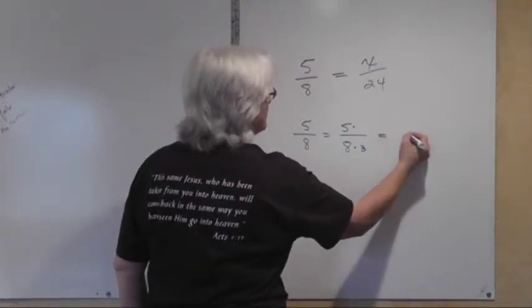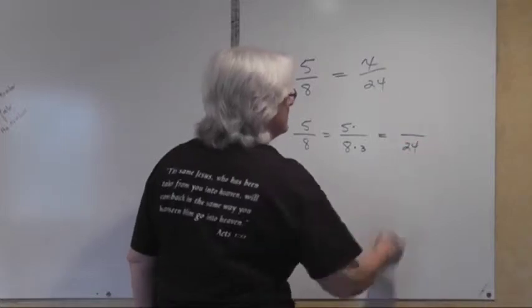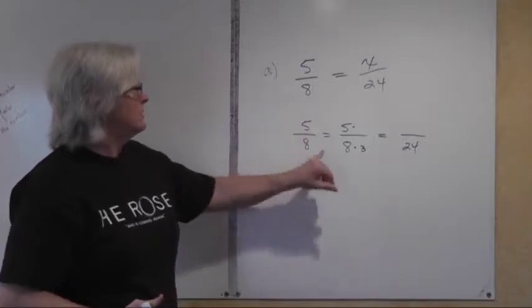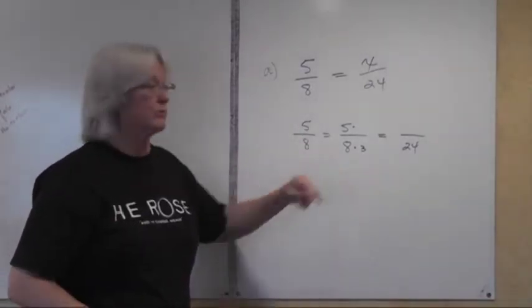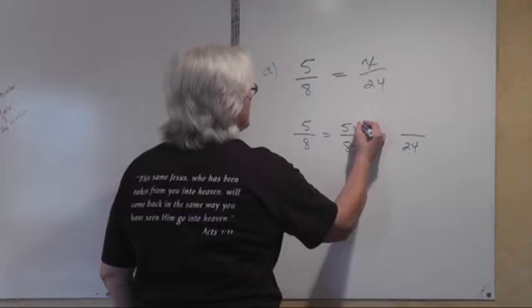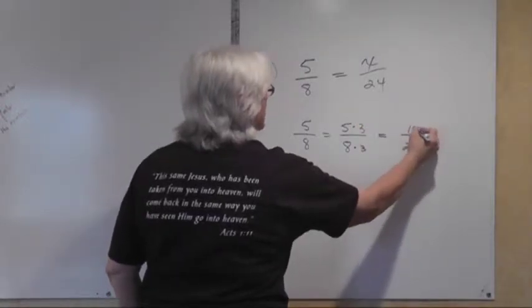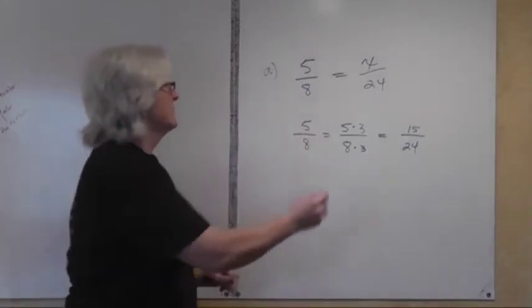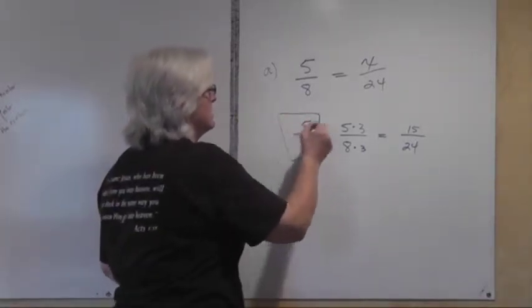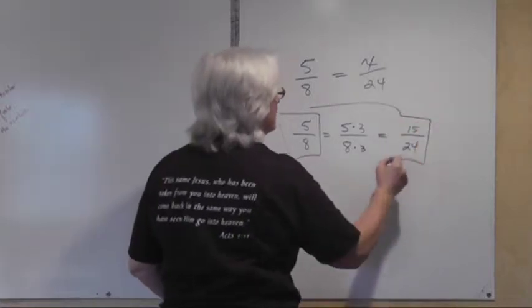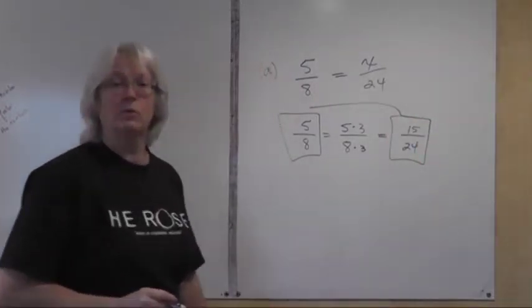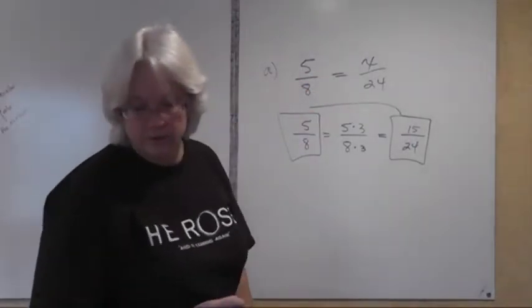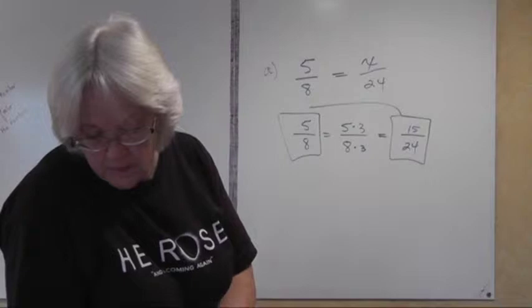We have to multiply the numerator and the denominator by the same number. We multiply the denominator by 3, which means we have to multiply the numerator by 3 as well. So our equivalent fraction here, 5/8, is equivalent to 15/24, and we can say that x here would have to be equal to 15.